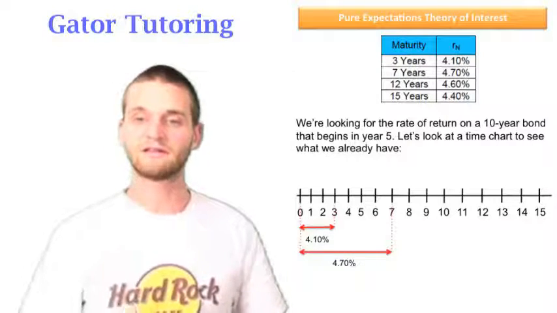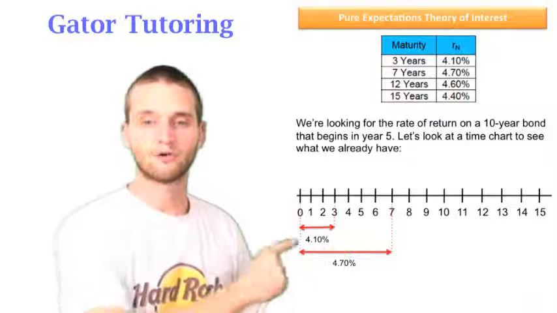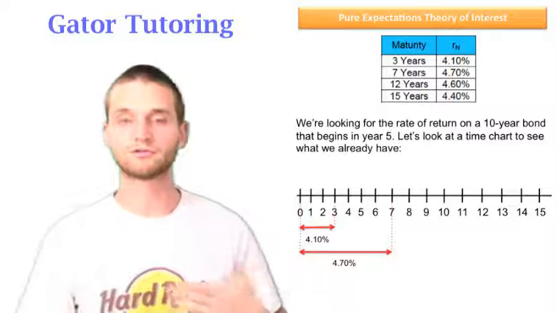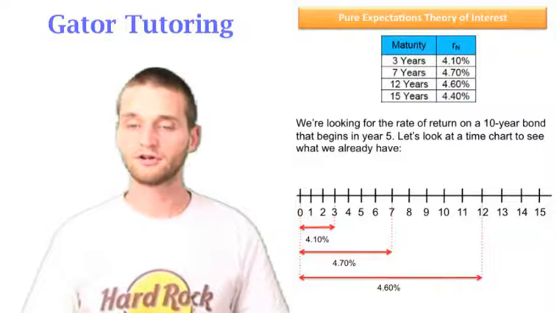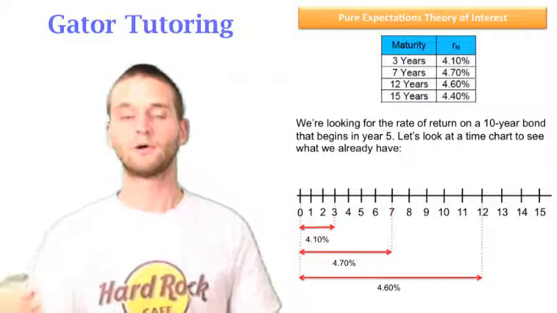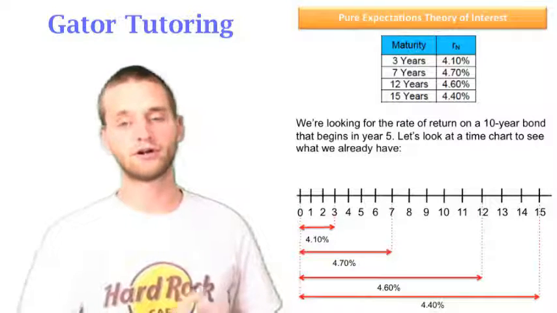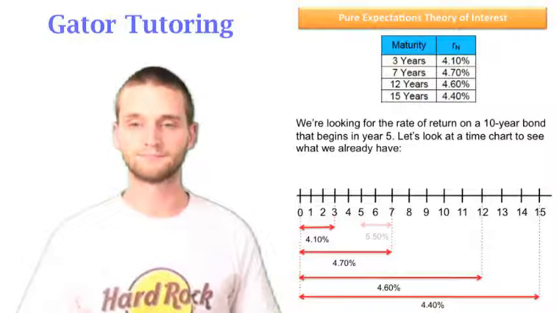And the second entry tells us over the first 7 years, the average rate is 4.7%. So that's the average rate over that whole interval of time. The third entry tells us it's 4.6% between years 0 and 12. And finally, we know that the average rate over the whole interval from 0 to 15 is 4.4%.